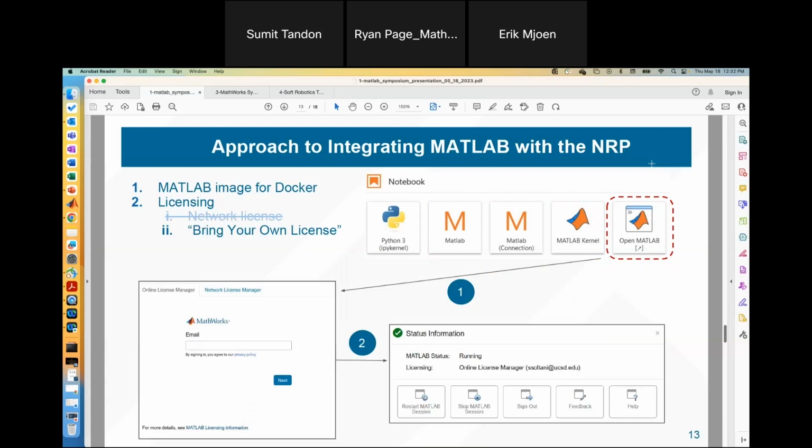So that was a no-go, and that's when we reached out to Sumit et al. to chat about an NRP-compatible solution. And that's when we settled on the bring your own license approach, where individual users can just log into their MathWorks accounts on the NRP through their institution or personal MATLAB licenses. And they would have access to everything they would on their local machines, like MATLAB on the GUI, as you all know, and the integration with notebooks too, if you have that going on.